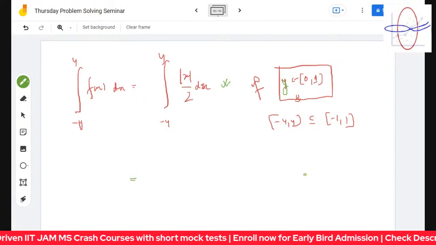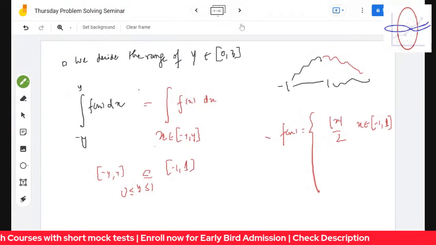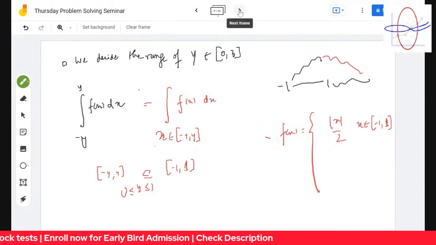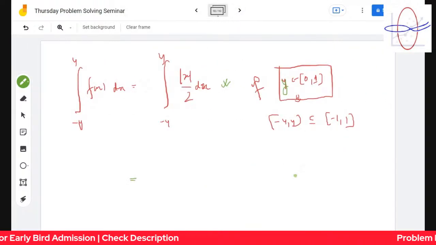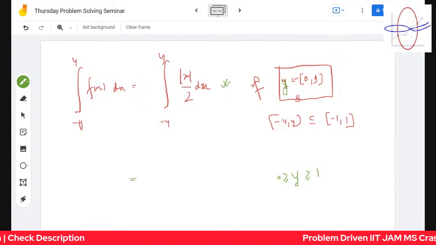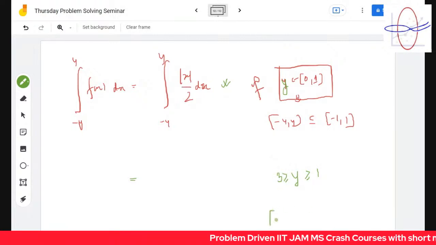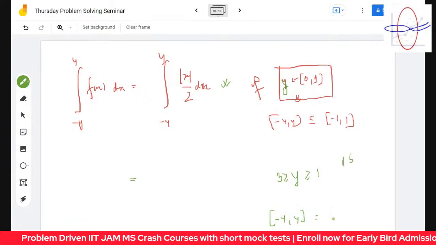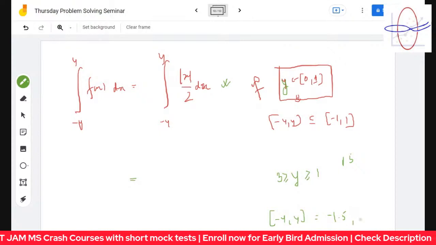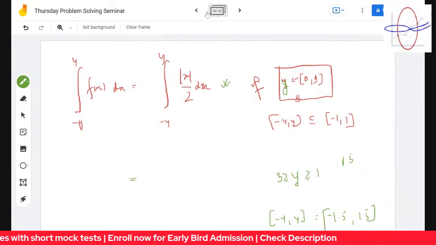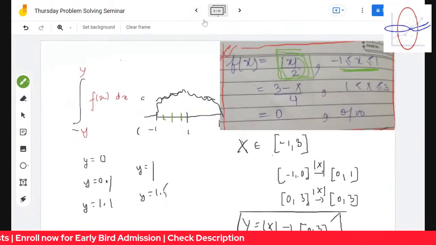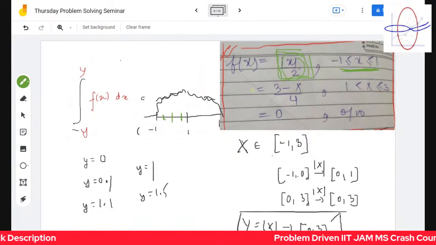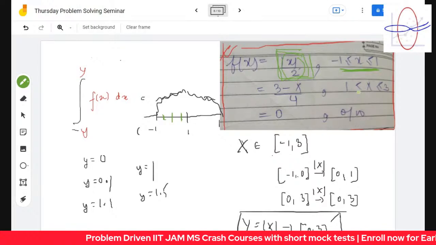Let's see the other one. What if y is greater than 1? If y is greater than 1 and less than or equal to 3, understand this very carefully now. This is another part. What will happen to minus y to y? Let's take 1.5. So minus y to y will be minus 1.5 to 1.5. But understand, f(x) is defined from 1 to 3. So minus is not even there. f(x) is defined between 1 to 3.